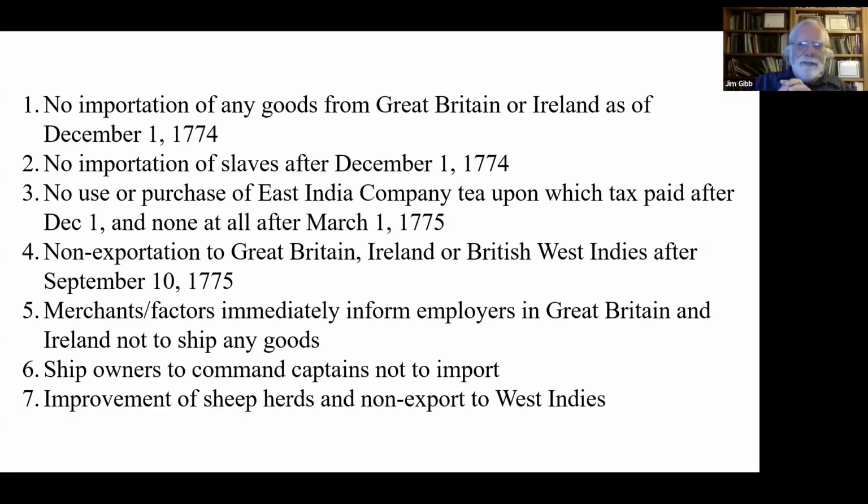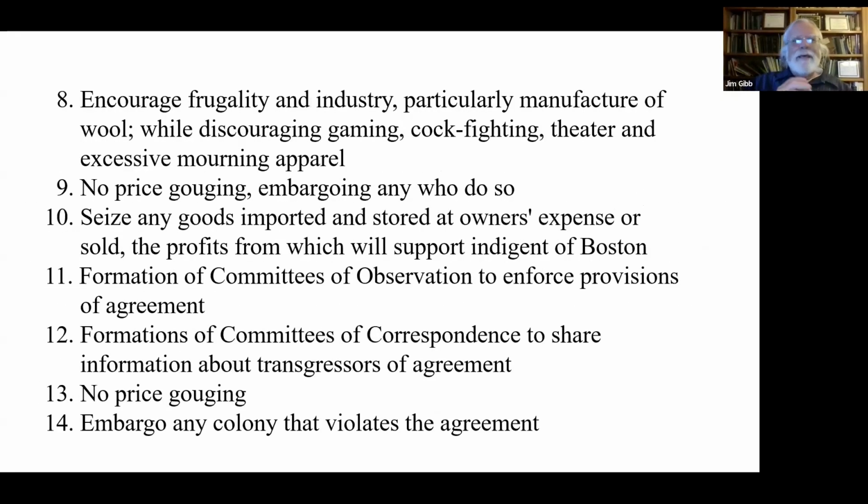Number 7 seems kind of funny at face value. Improvement of sheep herds and non-export to West Indies. And number 8 kind of clarifies that. Encourage frugality and industry, particularly manufacture of wool, while discouraging gaming, cockfighting, theater, and excessive mourning apparel. So a lot of sheep were exported to the West Indies as a food item. But what they're saying here is let's improve the breeds, produce more wool, and weave our own cloth in violation of the Navigation Acts. Also, discouraging wasteful spending.